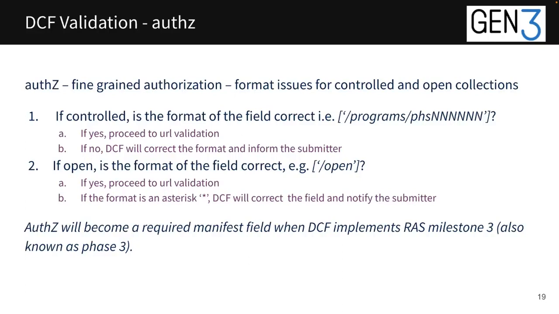If the data are not controlled but open, we also check the format of that field. In this case, it should be square bracket, single quote, a /open in lowercase, single quote, closed square bracket. If this is true, then we'll proceed to URL validation. But if you have the format as simply an asterisk, DCF will correct this field and notify you. It's important to note that auth-z is not currently required, but it will become so when DCF implements RAS Phase 3.